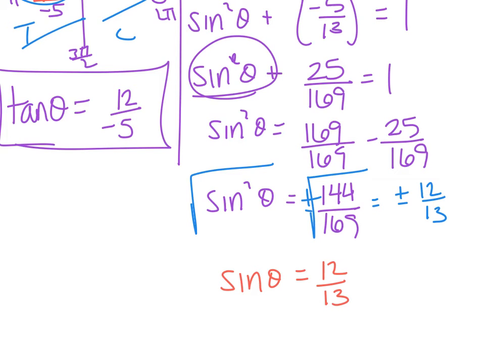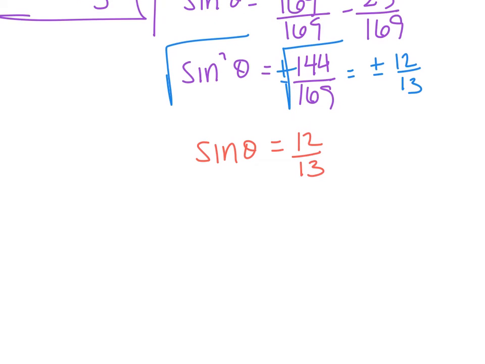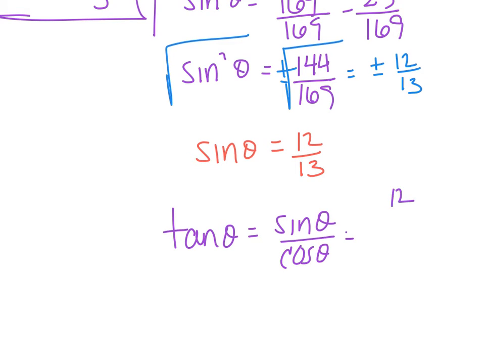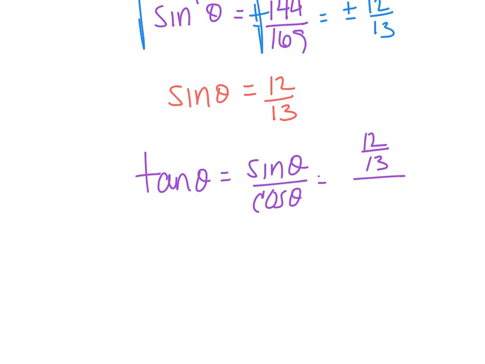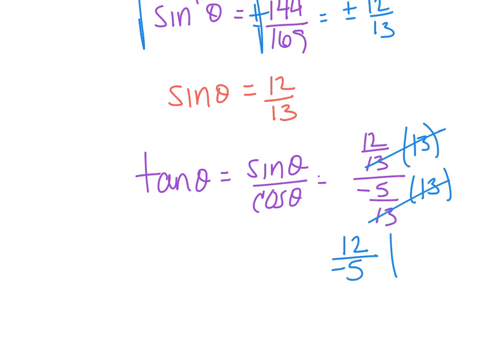Now, the only catch here is they wanted tangent. So now I can say, based off my reciprocal identities, tangent is equal to the sine value over the cosine value. So I can say that's 12 over 13 divided by, if I look back, cosine was negative 5 over 13. And now I'll just say, okay, the common denominator is 13. It's a complex fraction. I'll multiply that top and bottom by 13. So on top I get a 12, and on the bottom I get negative 5. So again, either way you do it, we should get the same answer.